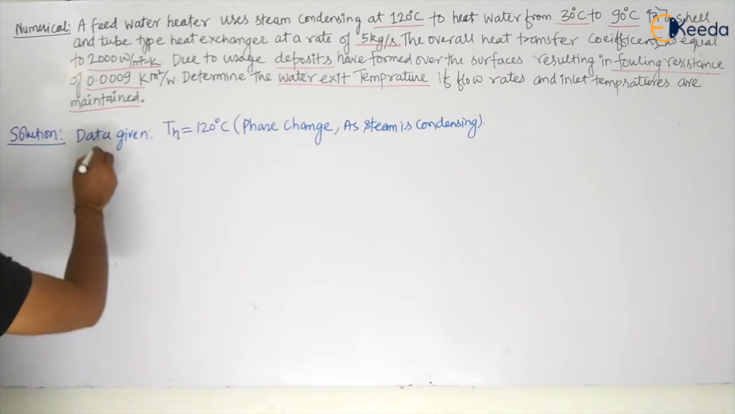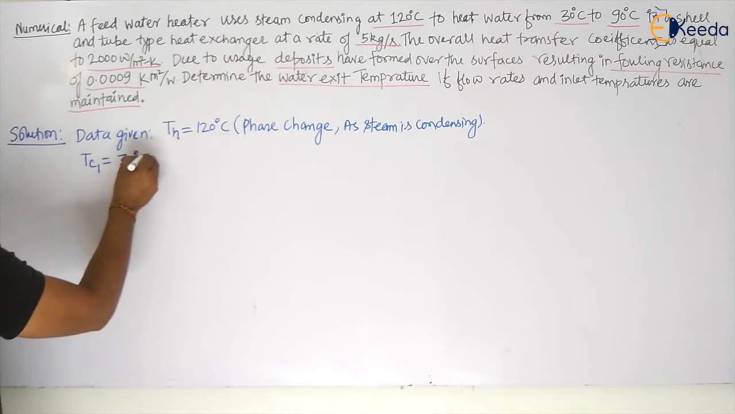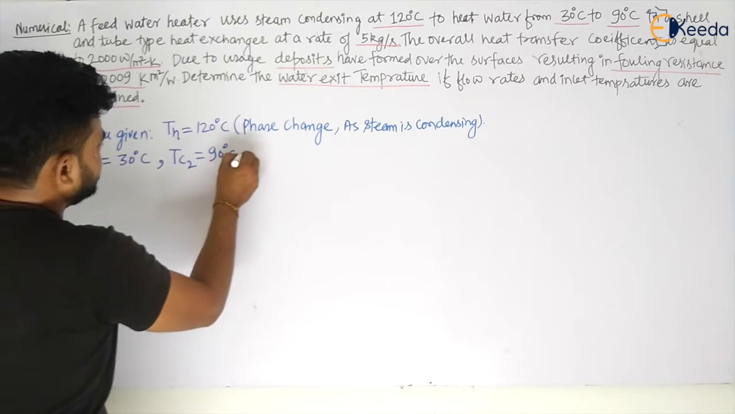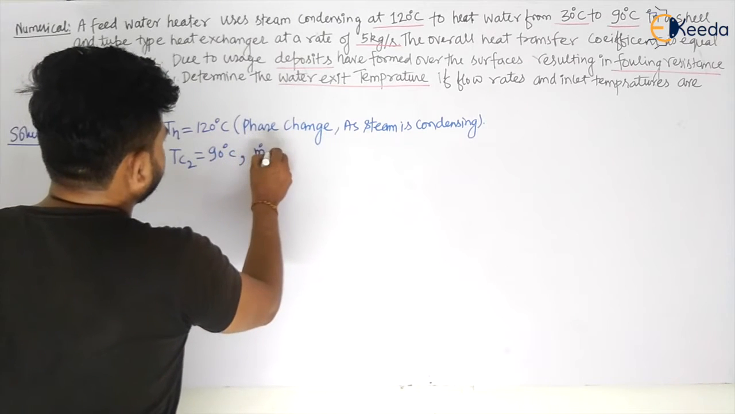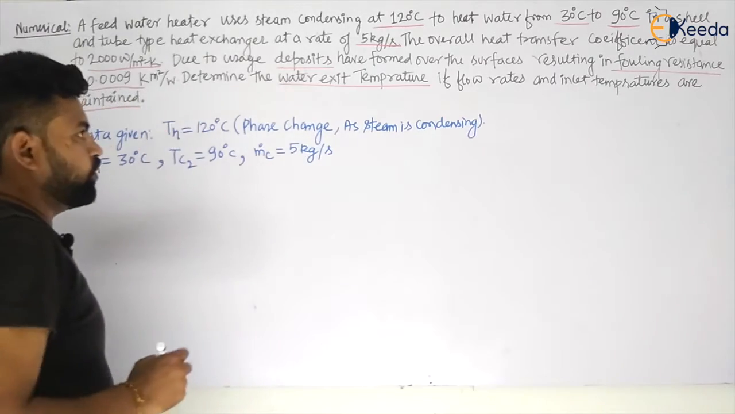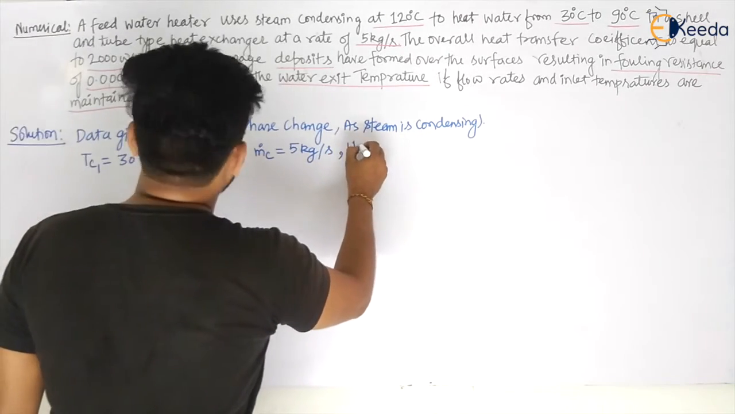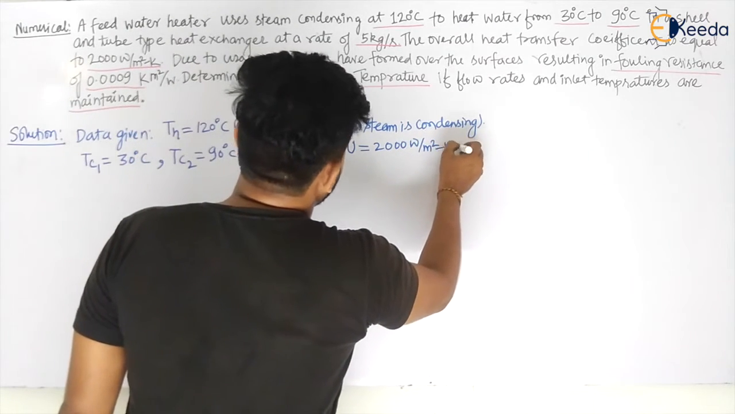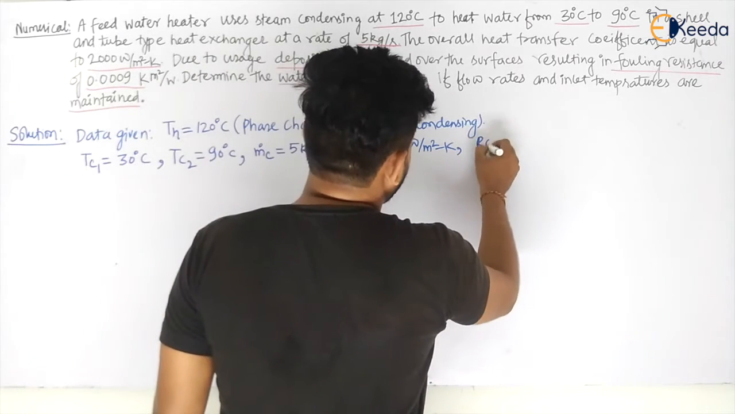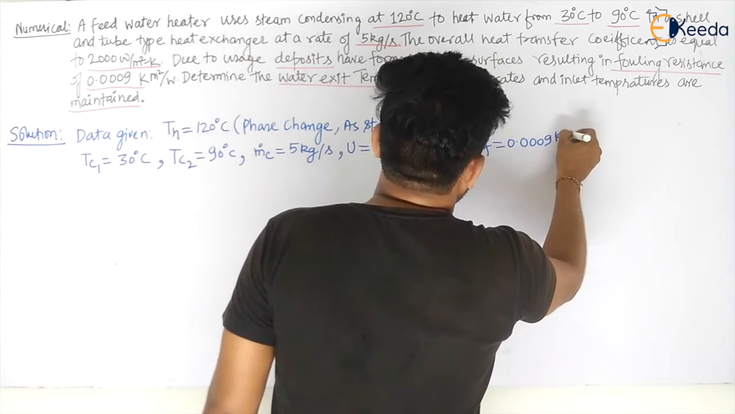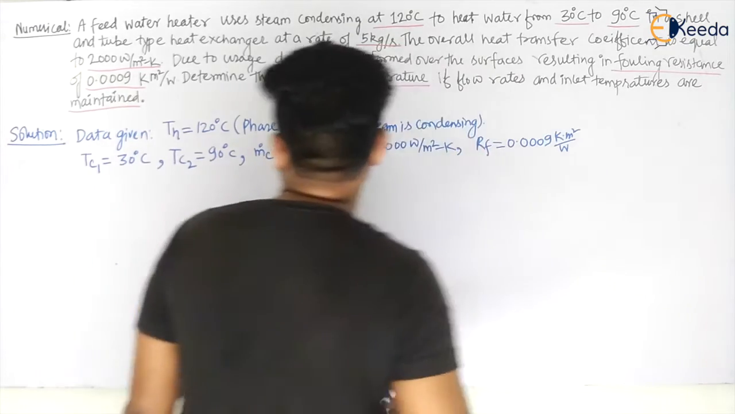Now what they have given: the inlet temperature of water is 30 degrees Celsius, the outlet temperature of water is 90 degrees Celsius, and the mass flow rate of water, that is your cold fluid, is 5 kg per second. The overall heat transfer coefficient is 2000 watt per meter square Kelvin, and they have also given the fouling resistance, that is Rf equal to 0.0009 Kelvin meter square per watt.